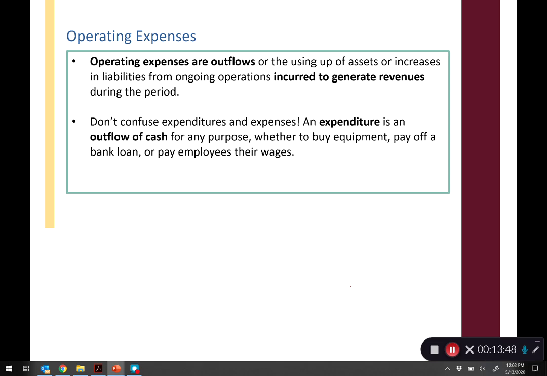Don't confuse the words expenditures and expenses. An expenditure is any outflow of cash, whether it be for buying equipment, paying a loan, or paying employees and wages. So not all expenditures are expenses. When you buy equipment, that's not an expense. When you use up the equipment and record depreciation, that would be an expense. When you pay off a loan, that's not an expense, but paying interest is. So you have to understand that expenses are when we use up our assets, when we use things up.